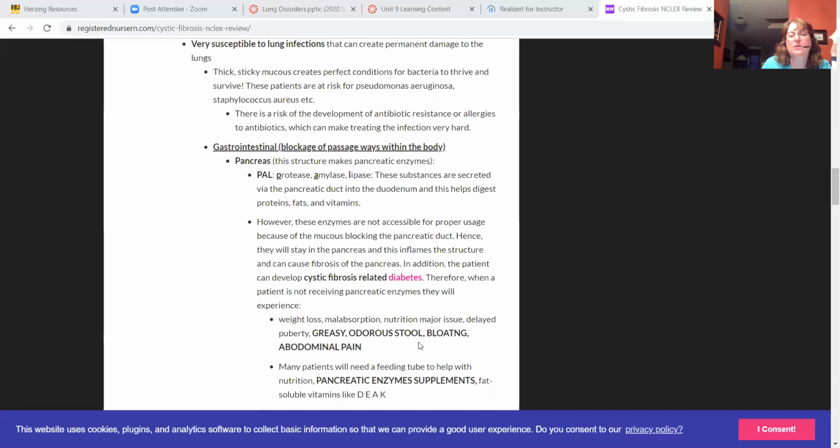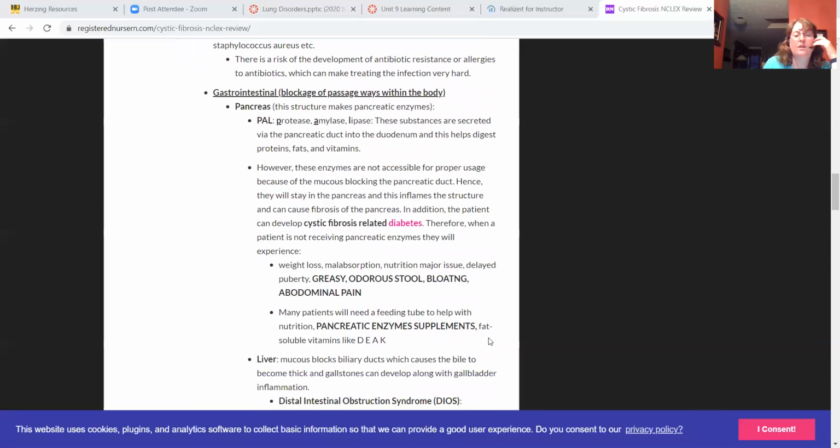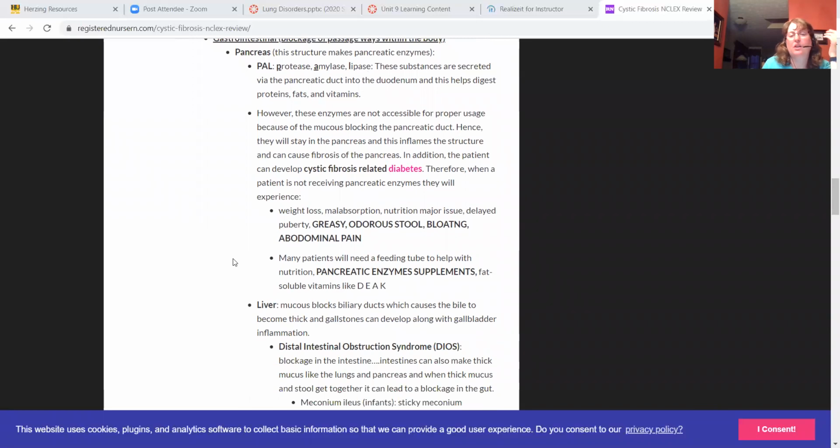So things that you would see if you had this problem: you could lose weight really easily, you could have malabsorption, delayed puberty, greasy, odorous stool, bloating, and abdominal pain. A lot of people who have this issue have to take pancreatic enzymes when they eat to help them be able to digest things.